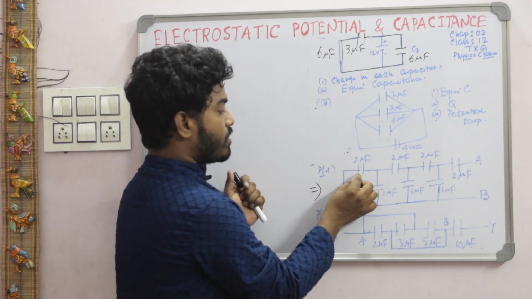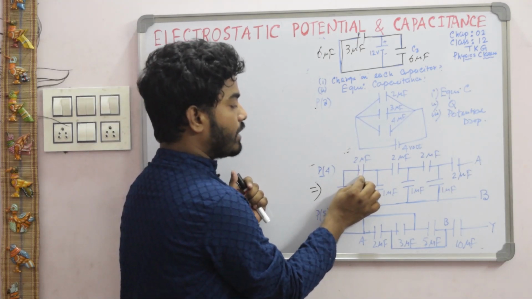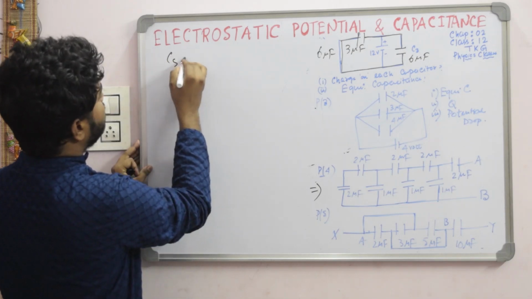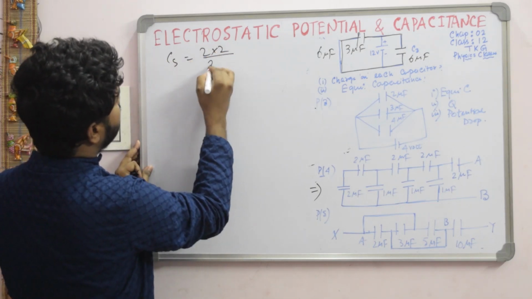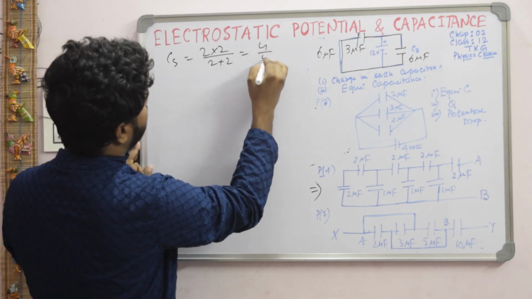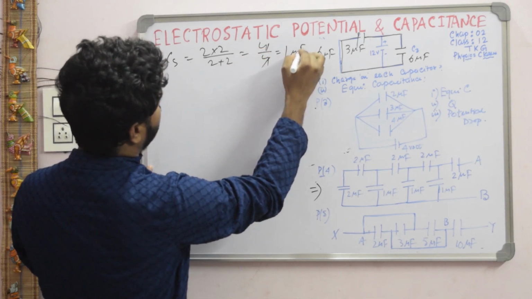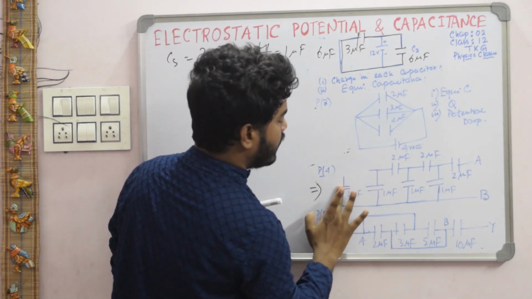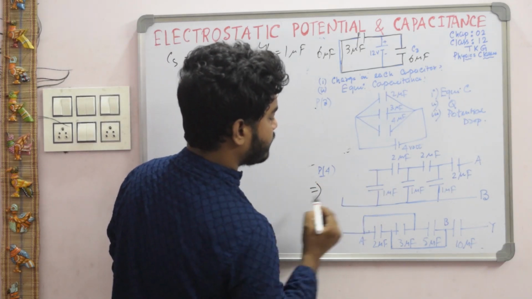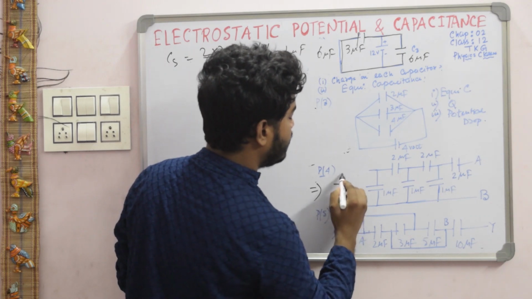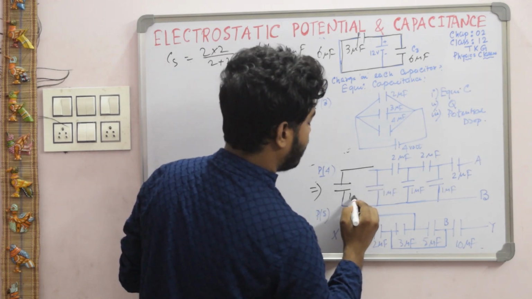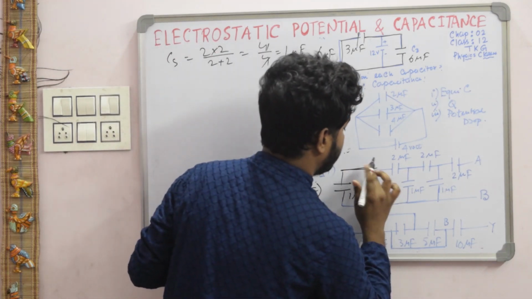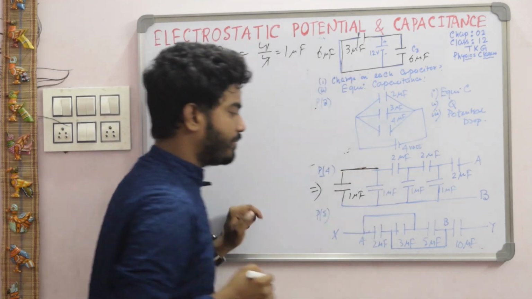So first you find the equivalent capacitance between 2 and 2. What will be the equivalent capacitance? That is Cs equal to 2 into 2 divided by 2 plus 2, that is 4 by 4, the answer is 1 microfarad. Now simplify it. Okay, 2 and 2 becomes 1 microfarad.